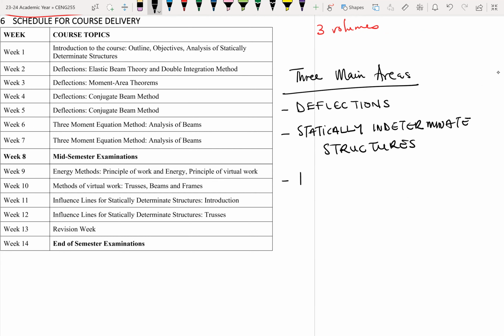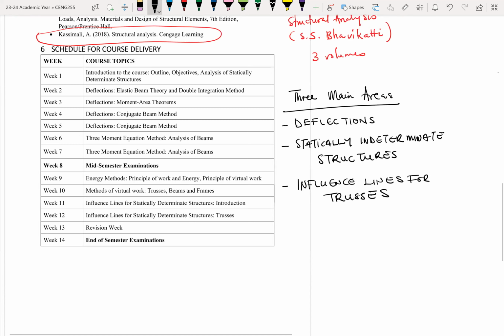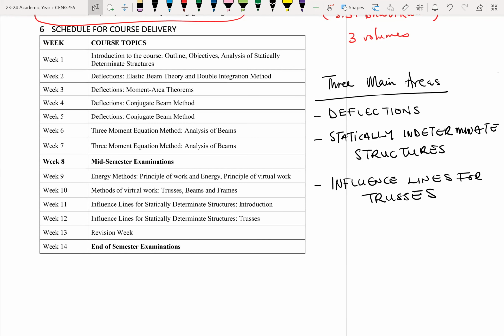Then we can look at the influence lines. So these are the three main topics that we will be looking at. But then there are a few subtopics below. All right. So if you look at the course content, you'll see the breakdown.